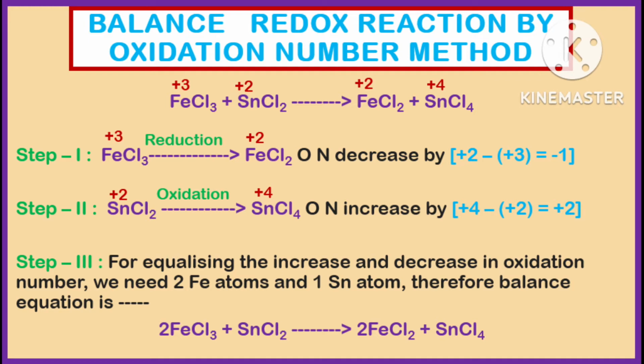Now you should calculate the oxidation number and write it on the head of the atom, on the head of the atom or upside. Then you calculate in Cr2O7 2-. You can calculate the oxidation number of chromium easily.